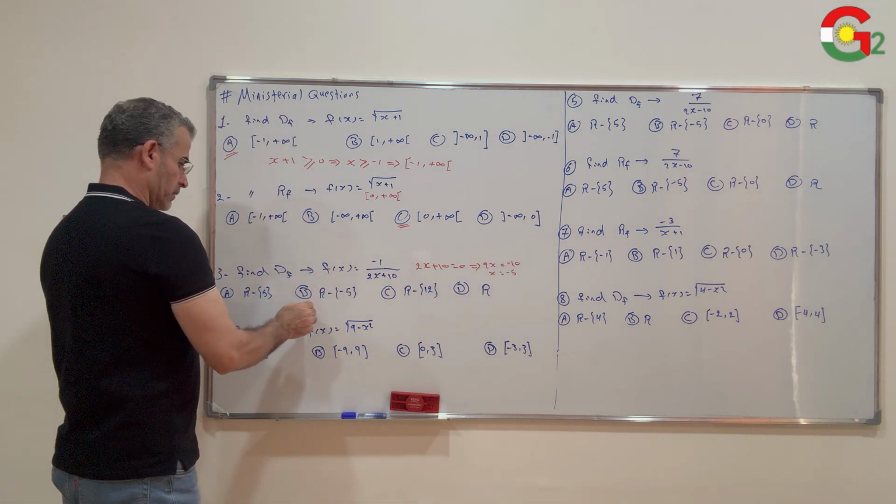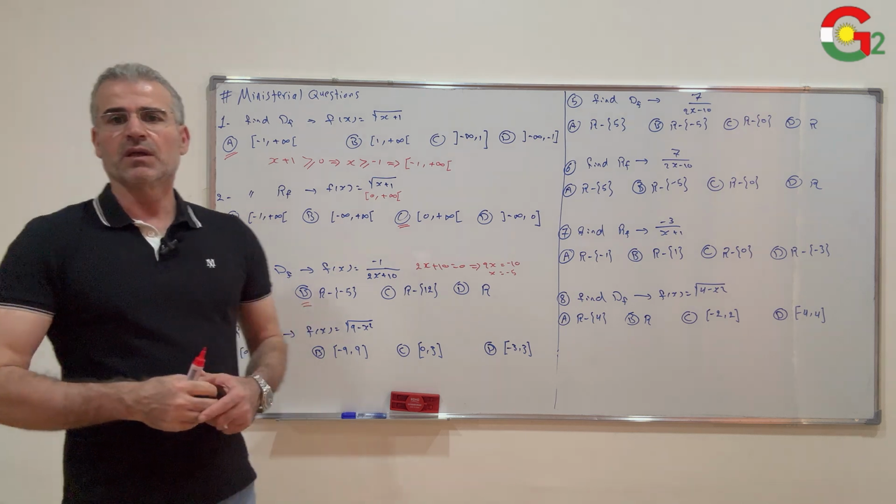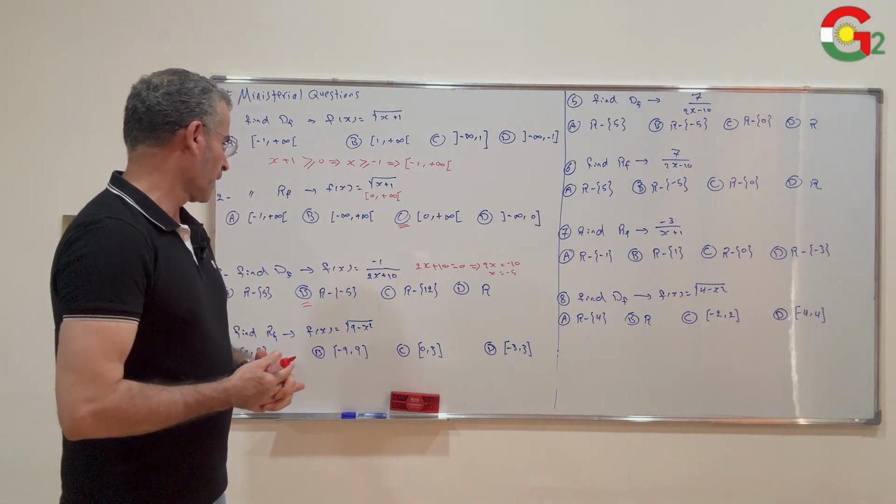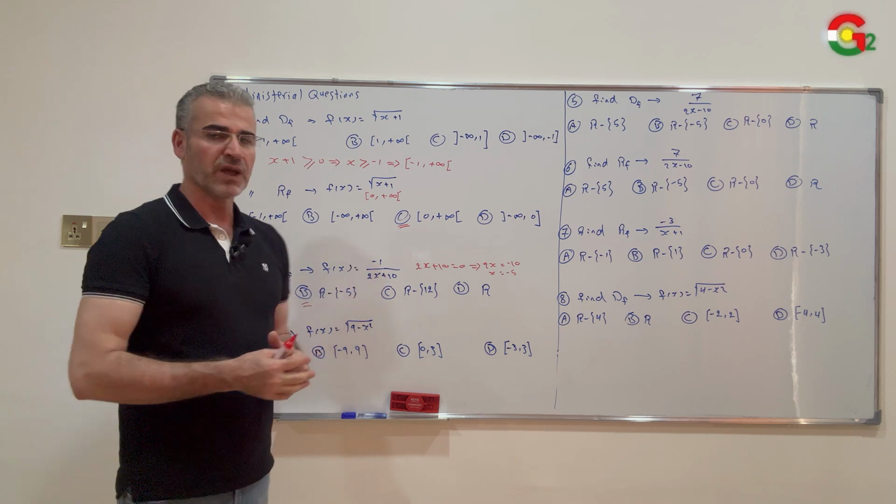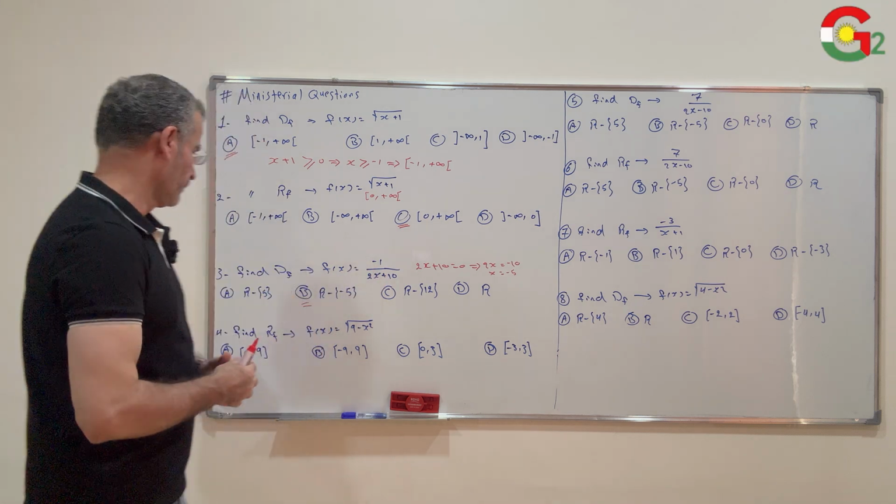The domain is R minus -5, because -5 makes the denominator 0.